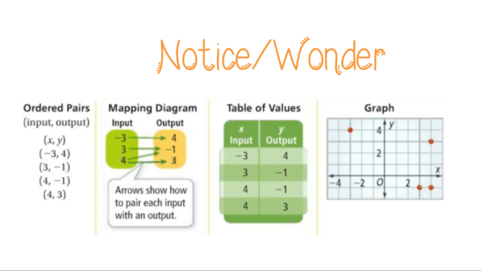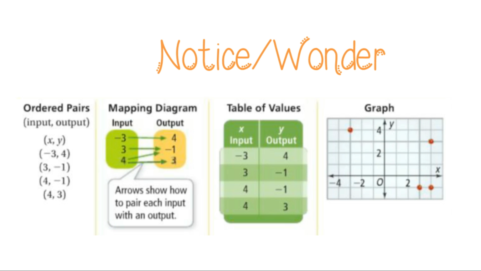So like -3, 4, that's a point that's graphed. It's on the table because we have x as -3 and 4 as the y. It's on the mapping diagram because input represents x and output represents y. So these all show the same values. And maybe some of you know whether this is a function or not.